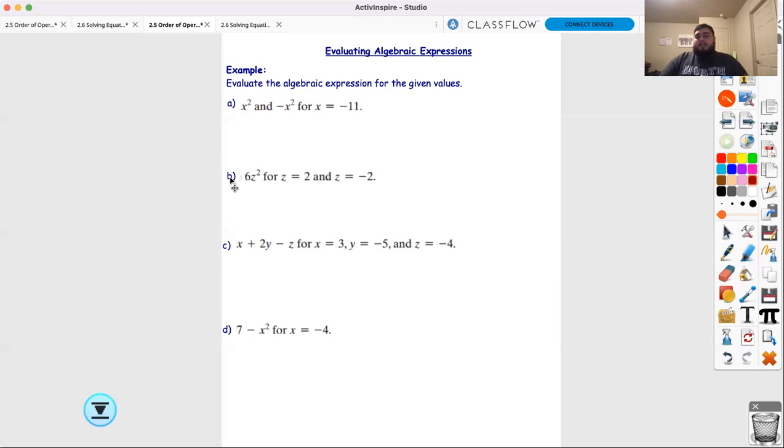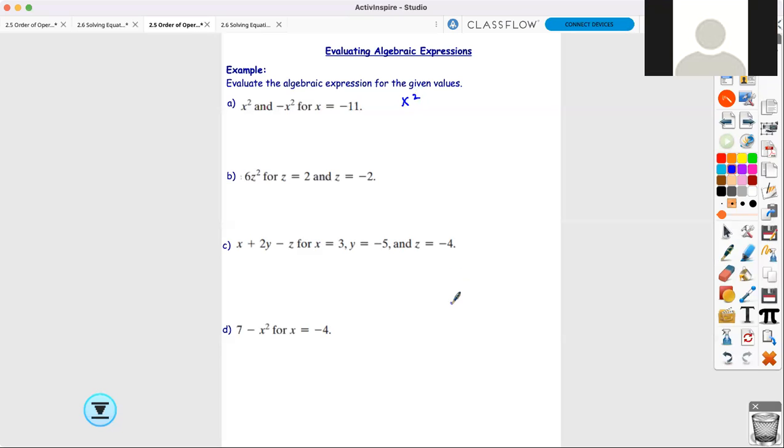All right, let's take a look at example A, guys. So that's giving us two different expressions, but they want us to plug in the same X for each one. So I'm gonna go ahead and do the first one, right? So we're gonna do X squared first.